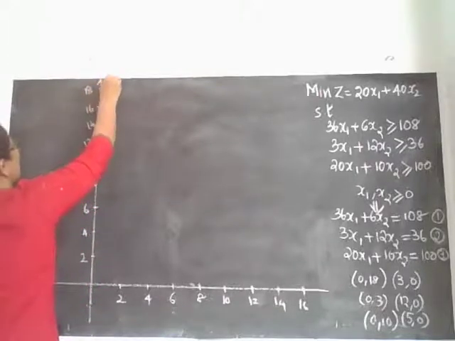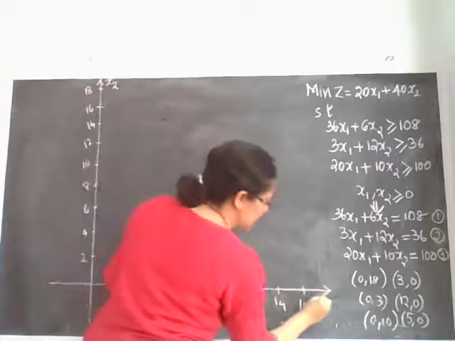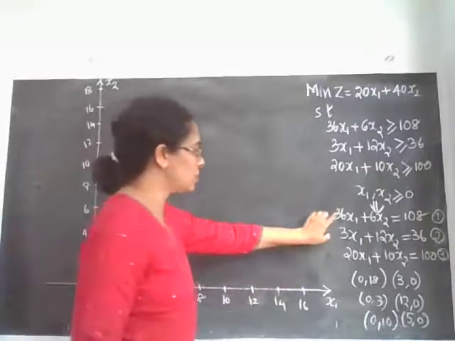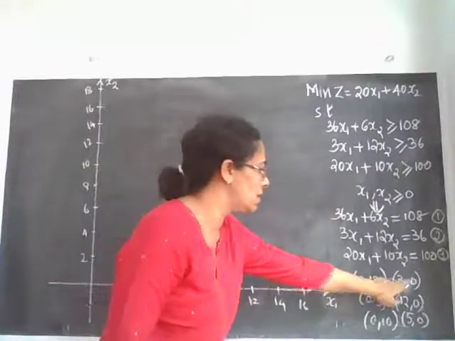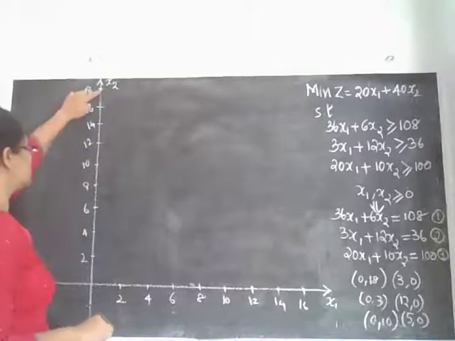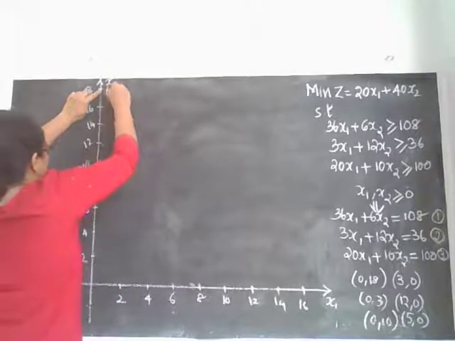This is x2. This is x1. Now we plot the first one. First constraint, the points are (0, 18) and (3, 0). So (0, 18) is x1 with the value 0, x2 with the value 18. So this is the point (0, 18).